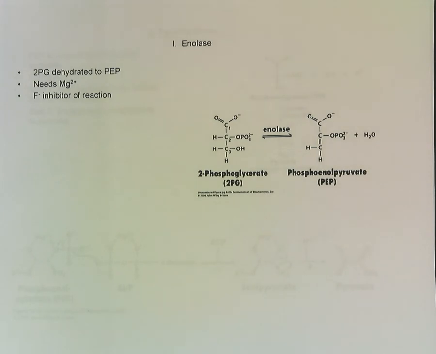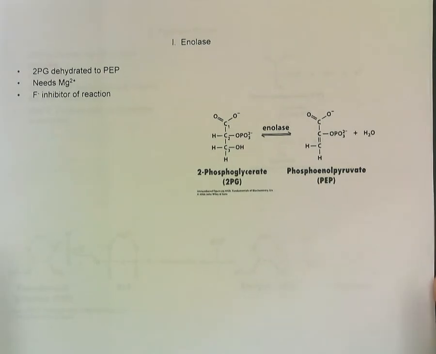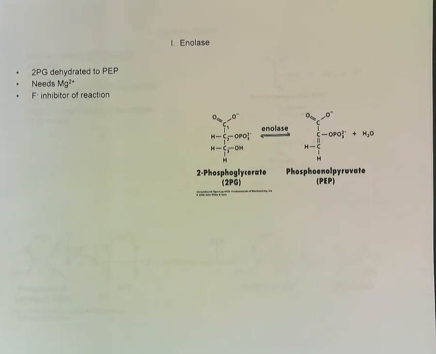So now we're going to take that 2 PG and dehydrate it and turn it into phosphoenol pyruvate. So 2 PG is dehydrated. In order to do this dehydration, we're going to need magnesium 2+.